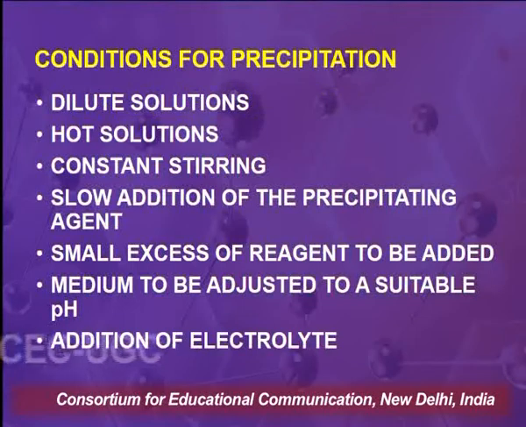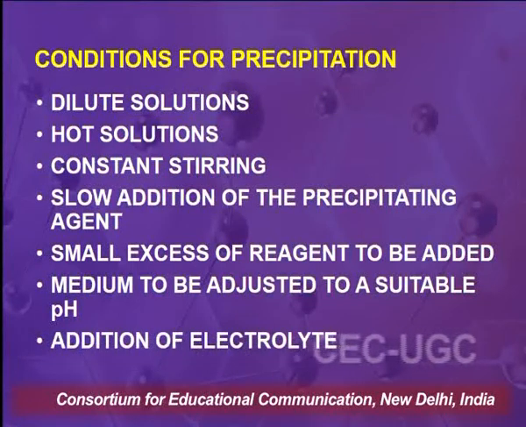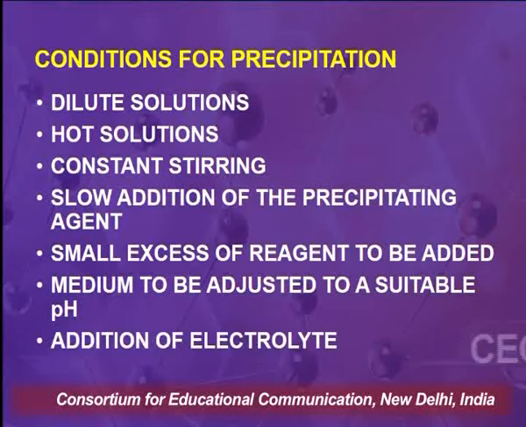So, the conditions required for a good precipitate to be formed, or as we say the conditions required for precipitation, include dilute solutions, which we have already discussed, as a solution should be dilute because it gives more space for the original particle to be formed and other particles to occlude on it. Hot solutions are important for precipitation. Constant stirring is required to disturb the metastable state of supersaturation.